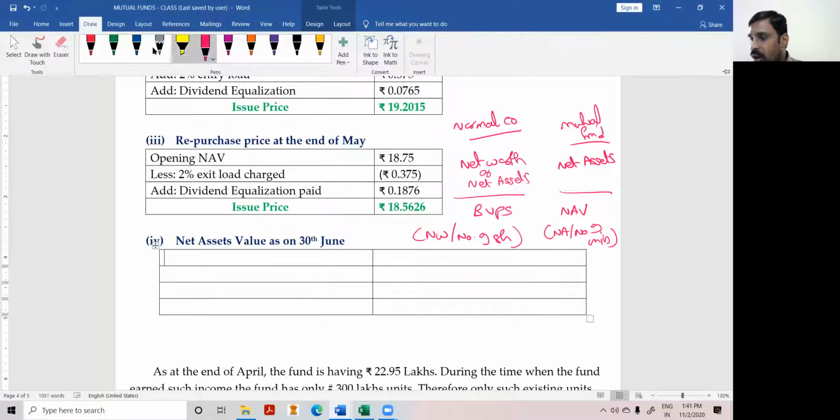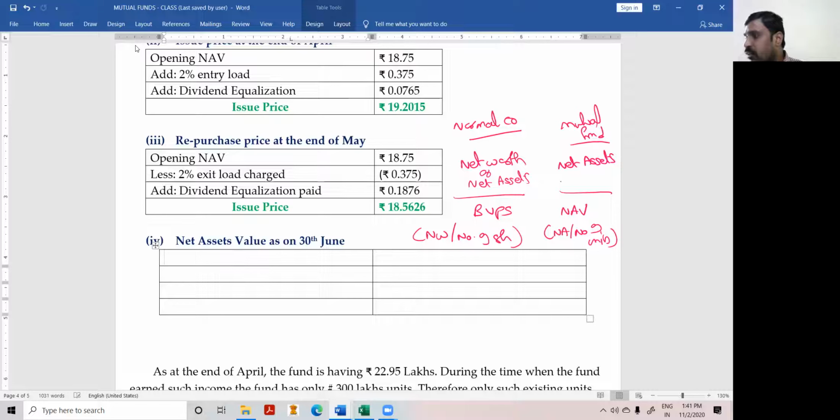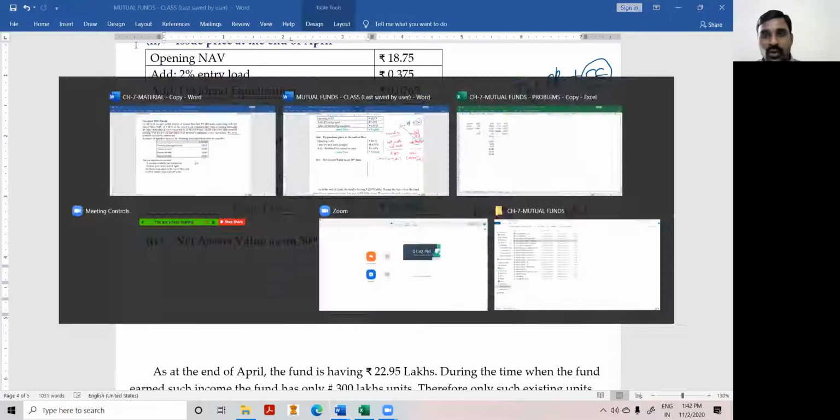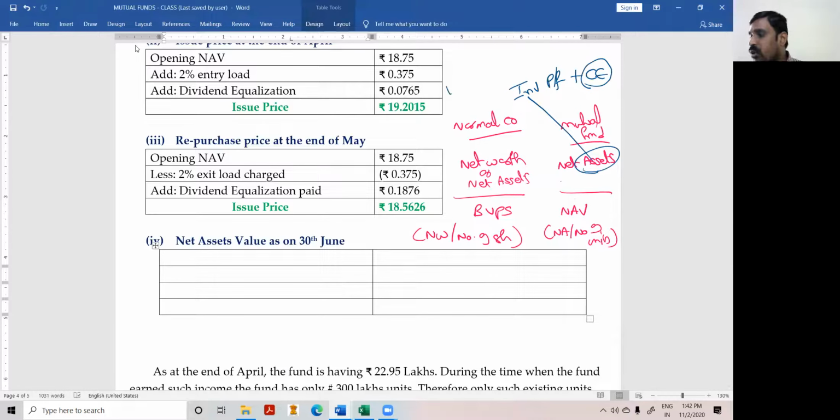Normally, a mutual fund will be having different types of assets. This also I have discussed earlier. Basically, investment portfolio plus cash and cash equivalents. Here, no information is given with respect to the cash equivalents. Look at the question. Therefore, we can ignore that point. And the liabilities, no information is given with respect to the liabilities. So therefore, portfolio investment will be considered.